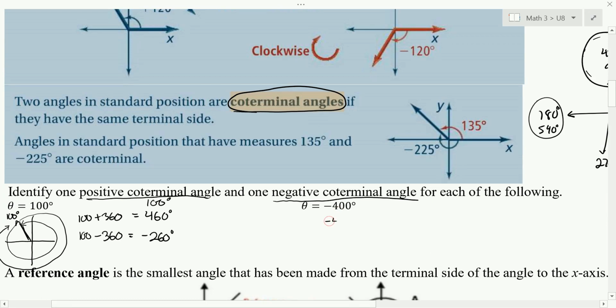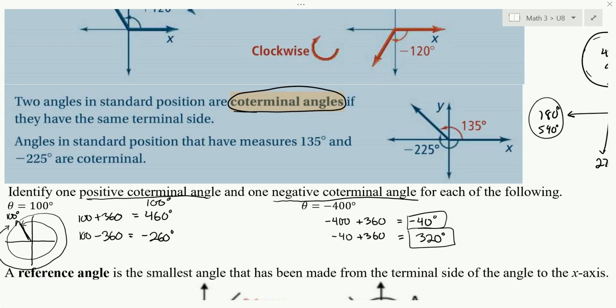Okay, so if we have negative 400 and we add 360 to that, we're moving in the positive direction one circle, and that comes out to be what? Negative 40. So we weren't looking for it, but we found another coterminal negative angle, right? And then we take that negative 40, we can add 360 again. So we're going from the same location, just going around the circle one more time, and we get 320. All right. So there's a negative coterminal angle and a positive coterminal angle.